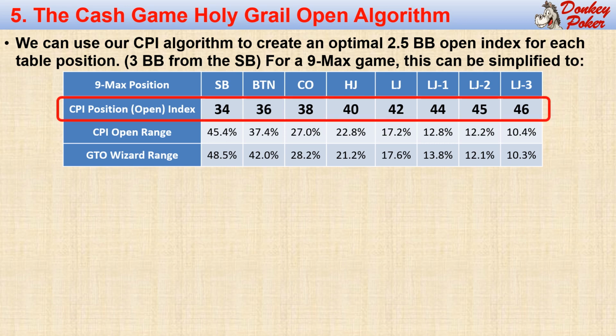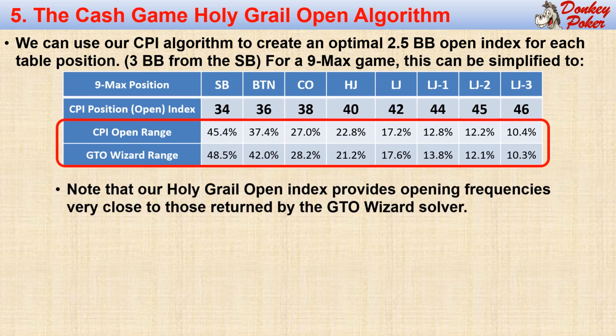The second row shows a CPI position index for each table position. The position index is the same thing as the open index. For example, we would need a 42-point hand to open from the low jack and a 38-point hand to open from the cutoff. These CPI position indexes correspond to the open frequencies that you see in the third row. You can see that they are very close to the GTO Wizard mixed strategy frequencies listed in the fourth row.